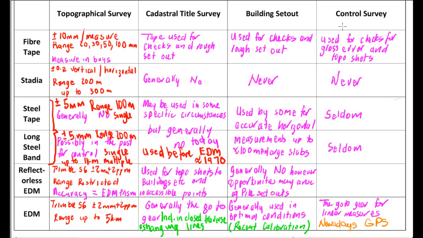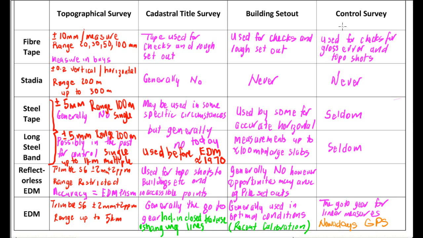Building set out, they do have their uses in building set out. They can be very useful on a horizontal concrete slab and situations like that, where you want to get tight measurements. They can be good for checking your EDM, and their accuracy is a little bit more, especially if they were calibrated, because they have that steel core inside the tape. They're not as prone to stretching as the fiberglass tape.